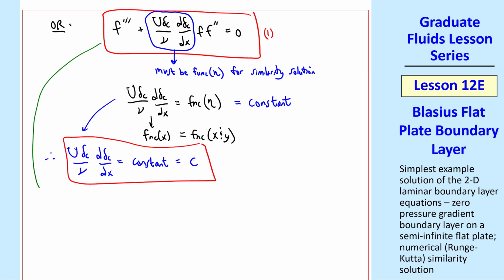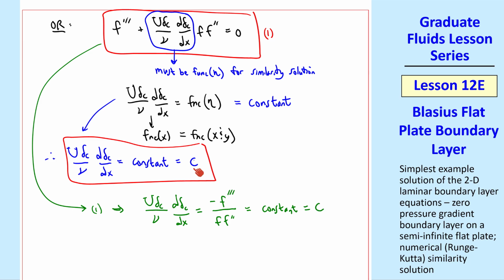Another way to think about this is to rewrite equation 1 in separated variables fashion, with all the functions of x on one side and all the functions of eta on the other side. And again, that can only hold if they are equal to a constant. Some people pick c at this point to be 1 or a half. I'm going to just leave it as c, since c is arbitrary.